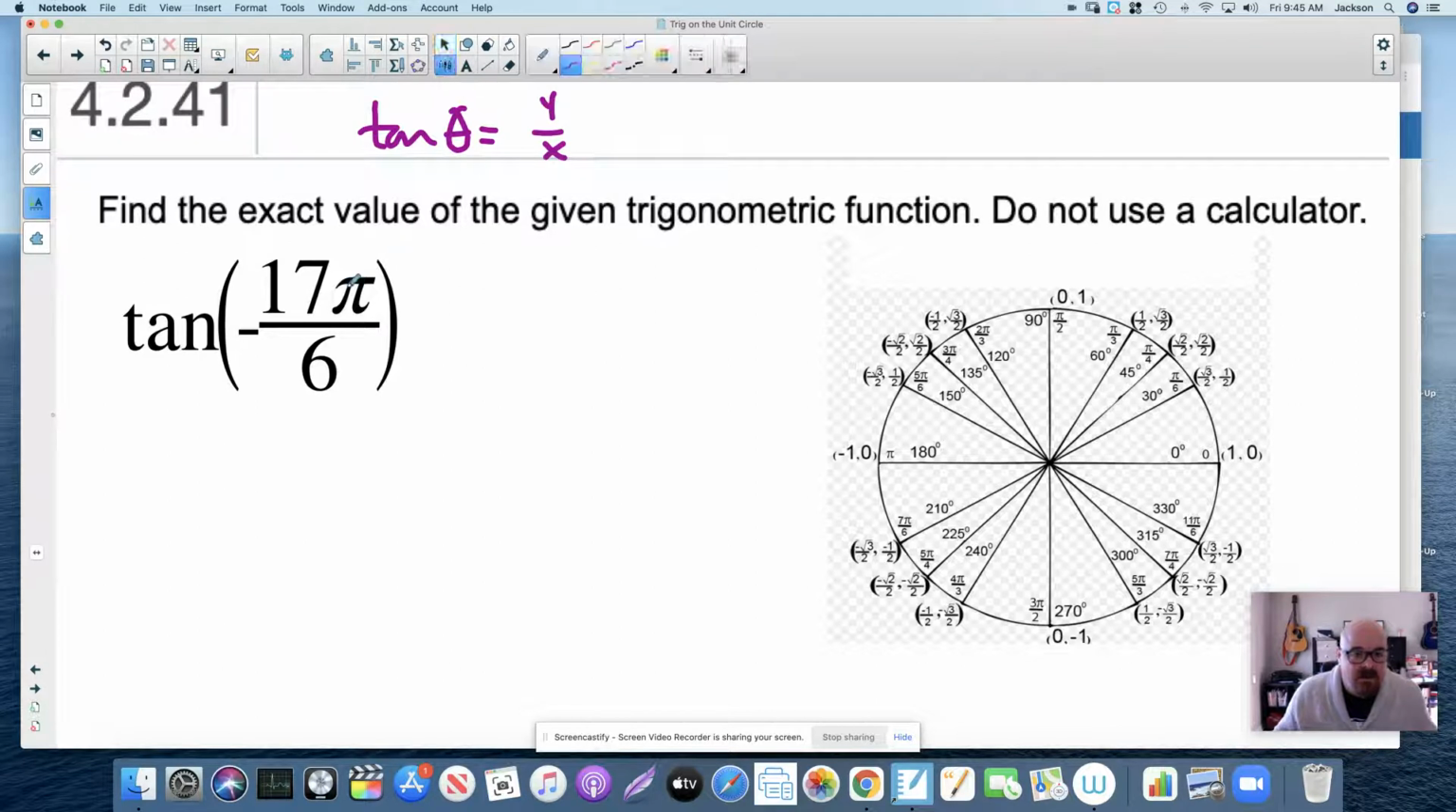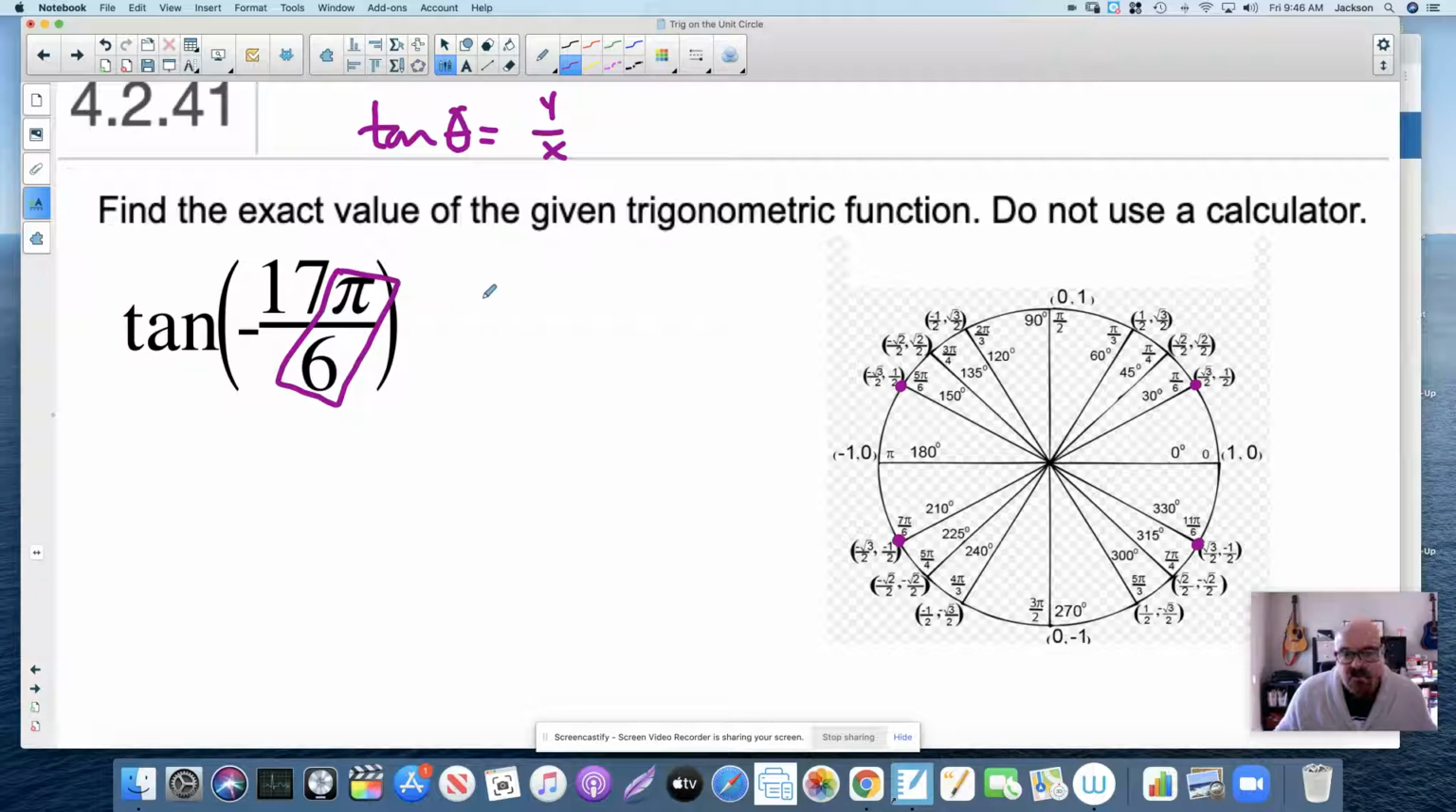The first thing we want to recognize is the reference angle here is pi over 6, which means 17 pi over 6 is going to be one of these four angles, because it can't be reduced. If it could be reduced, it'd be a different story. If it was 18 pi over 6, that would be negative 3 pi, which wouldn't be one of these because there's no 6 underneath it at that point. Anyway, negative 17 pi over 6.